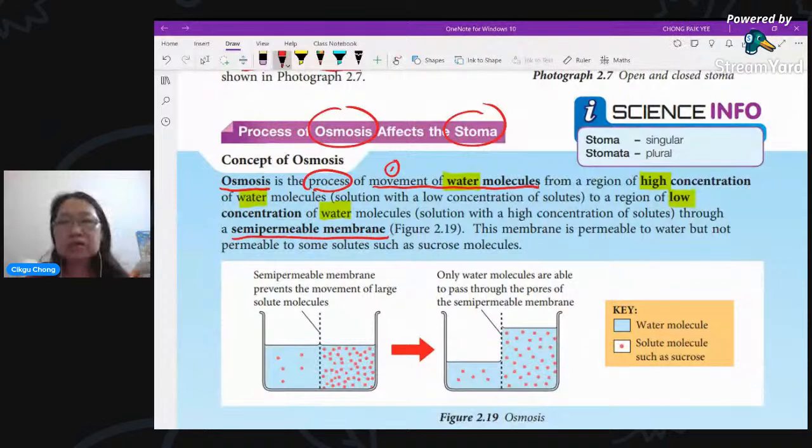A semi-permeable membrane is a membrane that can allow certain things to go through and doesn't allow other things to go through. That means it can control what goes in and what cannot go in. Not everything can go in, usually because of the size. When the size is too big, the holes on the membrane are too small and it cannot go through. So usually it's related to the size of the molecule.